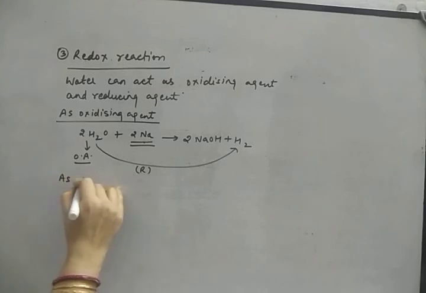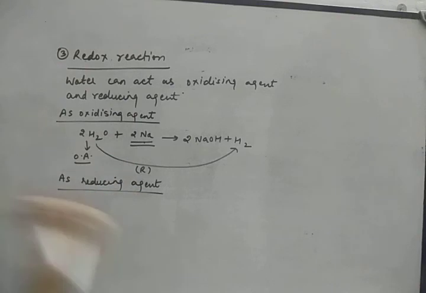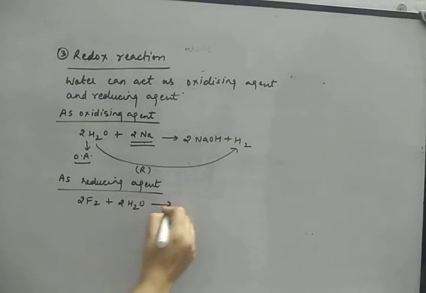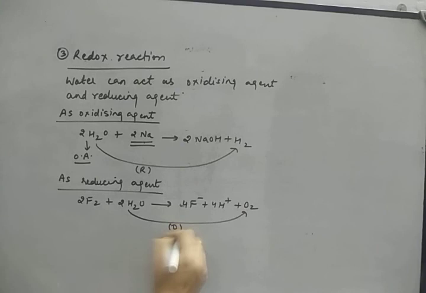And as a reducing agent, it means water itself is oxidized. So water is oxidized by more electronegative elements. Here water is oxidized to O2, so it is working as a reducing agent. So water combines with electropositive as well as electronegative elements. When it is combining with electropositive elements, it works as an oxidizing agent, and when it is combining with electronegative elements, it works as a reducing agent.